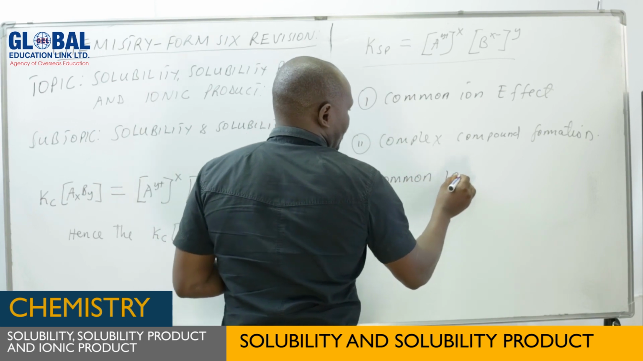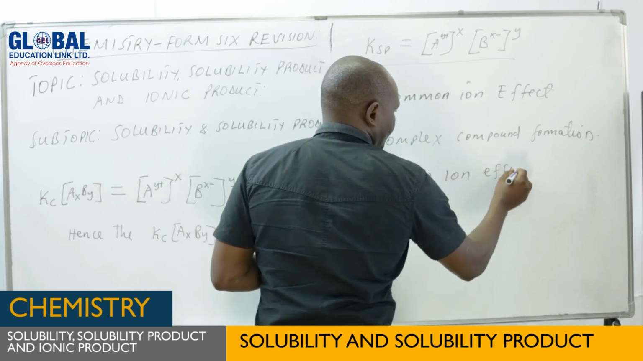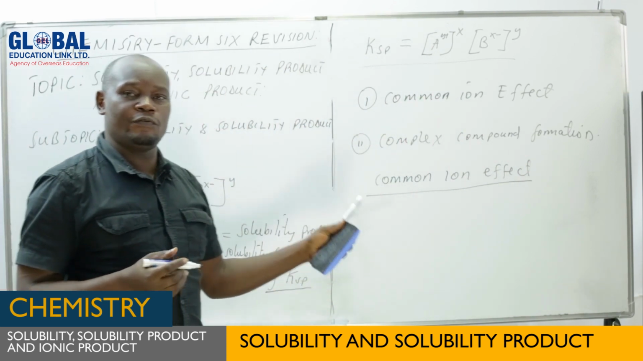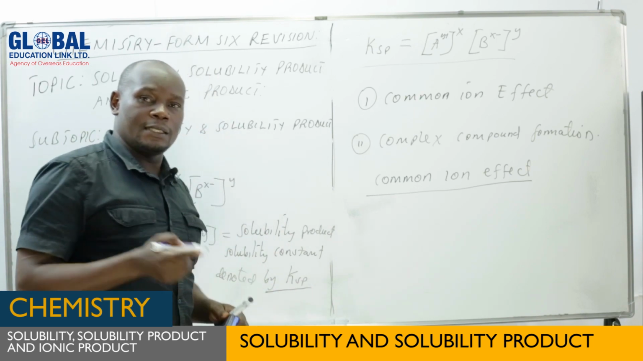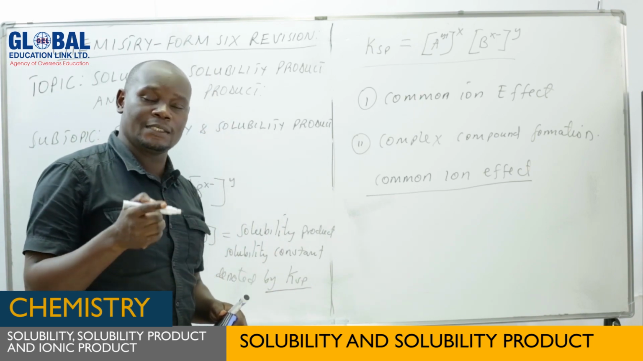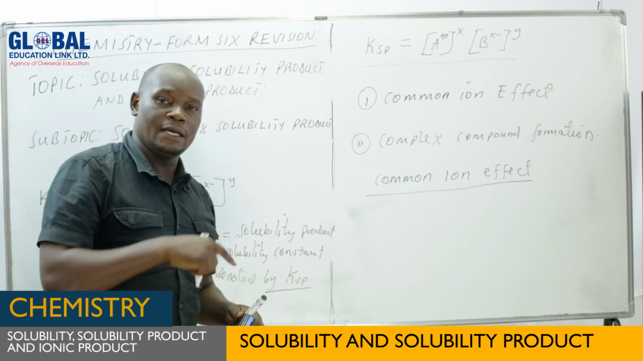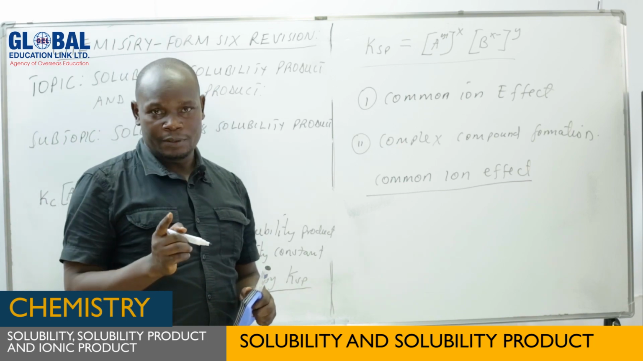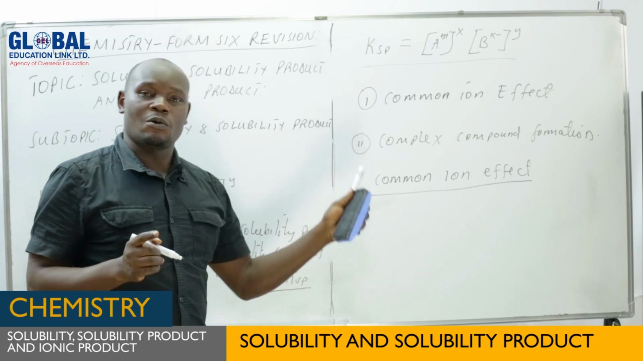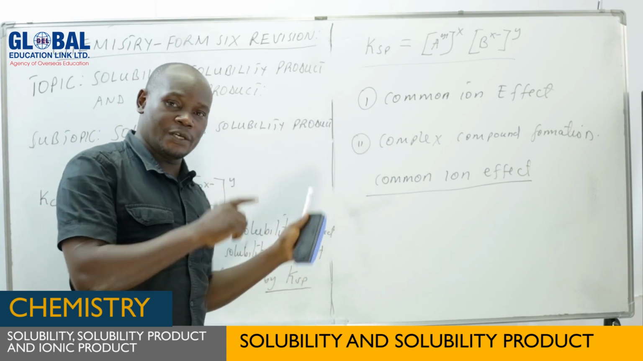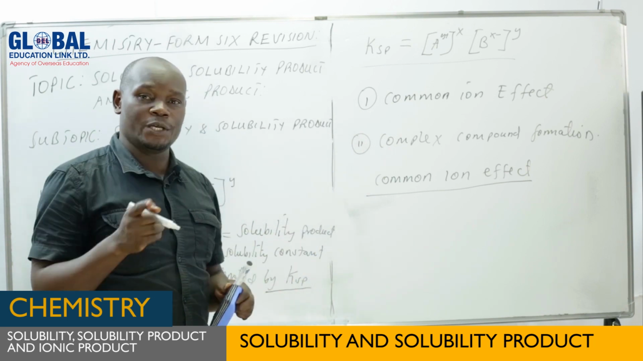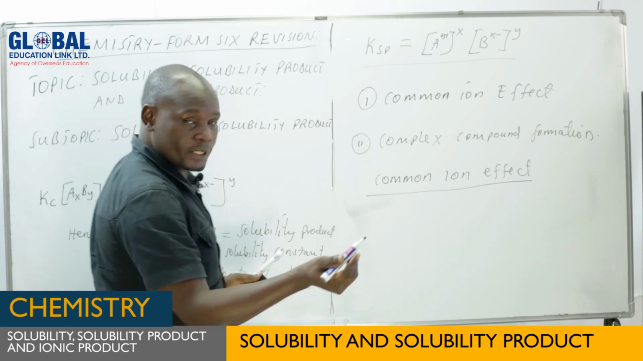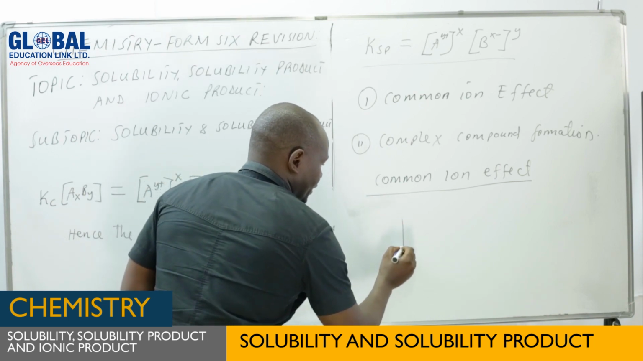Now, if we consider the common ion effect, common ion effect is an effect which decreases the solubility of a substance when that sparingly soluble substance is added into a solvent containing one of its ions. That is what we call the common ion effect. So an effect which decreases the solubility of that substance in that solvent is known as the common ion effect.